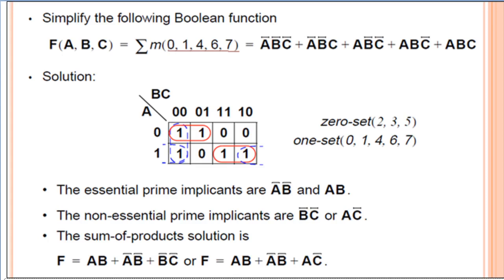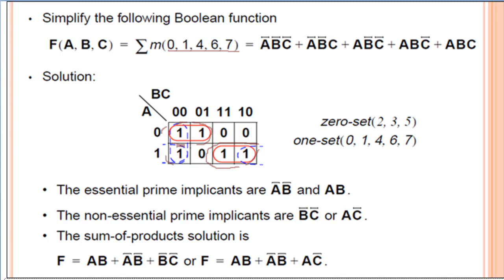Now we are creating the groups. We have to create the groups. As we see this, we can create these groups, and this one can be grouped with this group, or this one can be grouped with this one by the folding grouping.